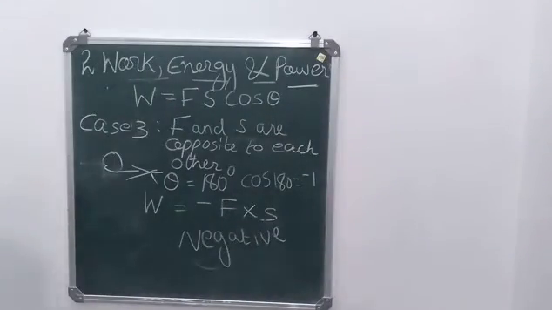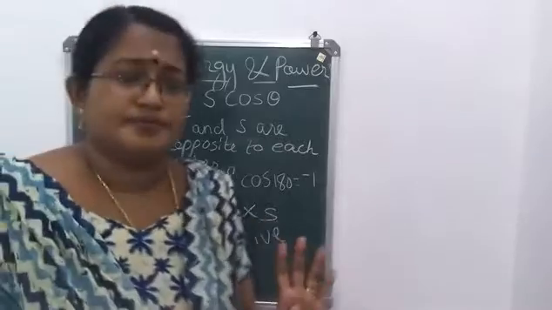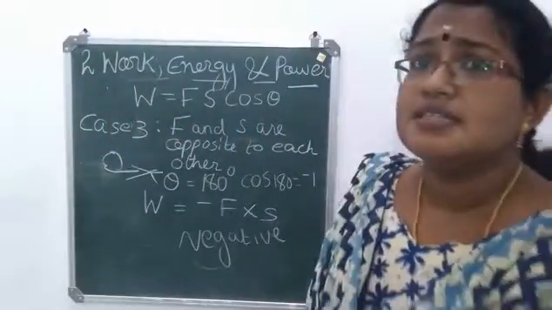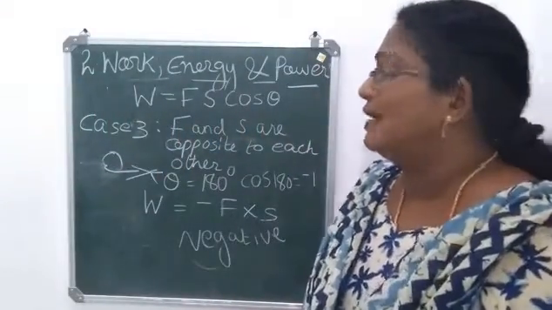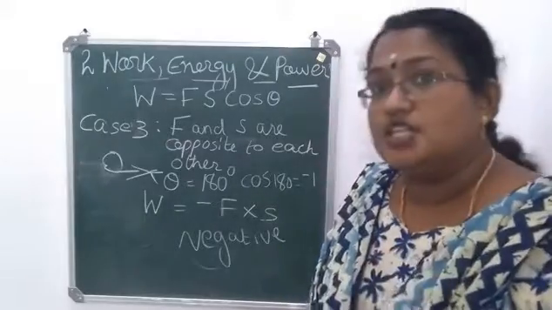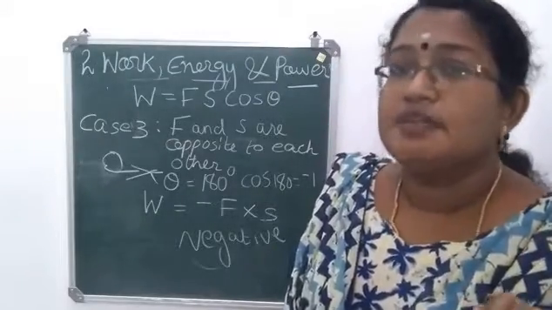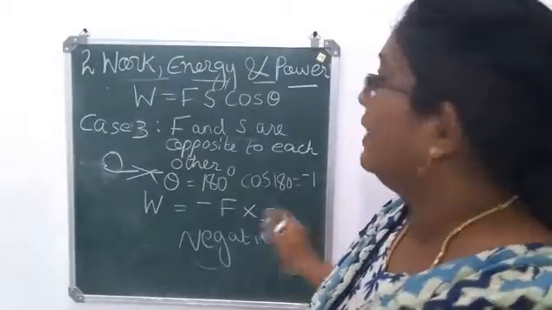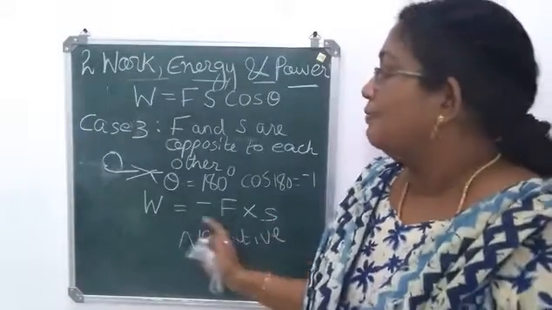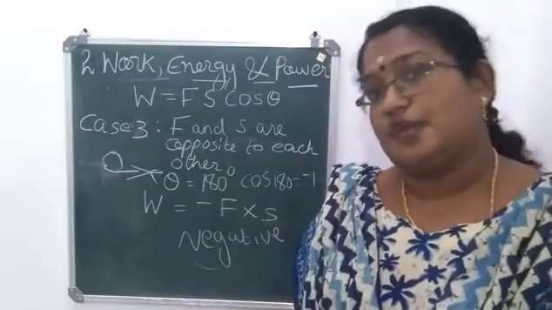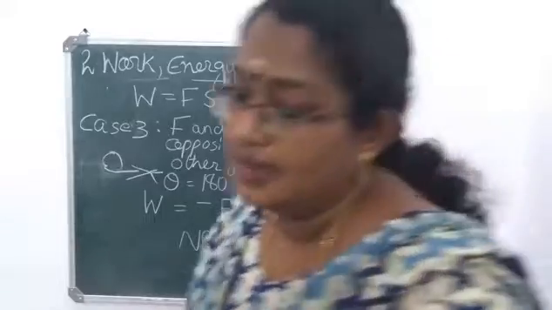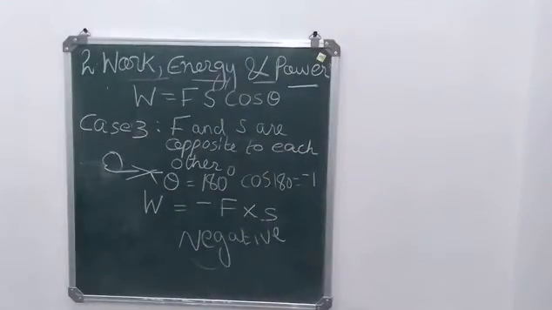Okay. So, is it clear about negative work? Negative work means force and displacement will be opposite to each other. Then theta will be 180 degrees, or cos 180 is minus 1. So, W is equal to minus F into S. So, you can say that the work done will be negative. Okay.